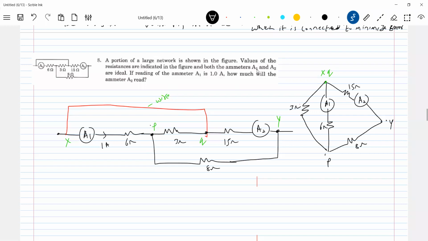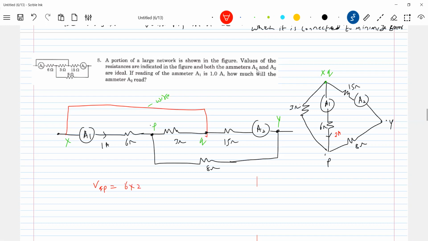This ammeter is ideal, no? So how much current is flowing here? The current flowing is 2 ampere. You indicate, no. So what is the drop PQ, QP? The drop QP should be equal to 6 into 2.